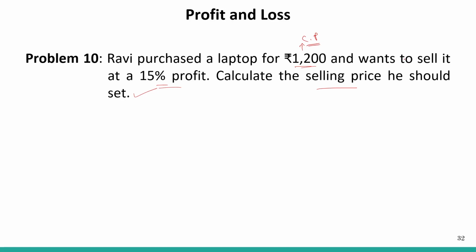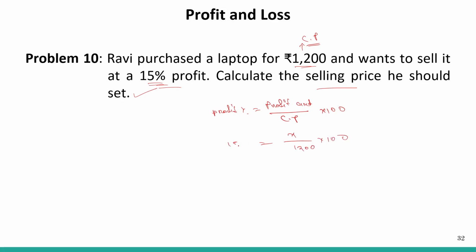So there will be a selling price. Okay. So he wants to have 15% profit. Okay. So 15% profit means, so profit percentage is equal to profit amount by CP into 100. This formula we know, right? So this will be what? So profit amount we don't know. Let it be X. So this much by CP, that is equal to 1200 into 100.